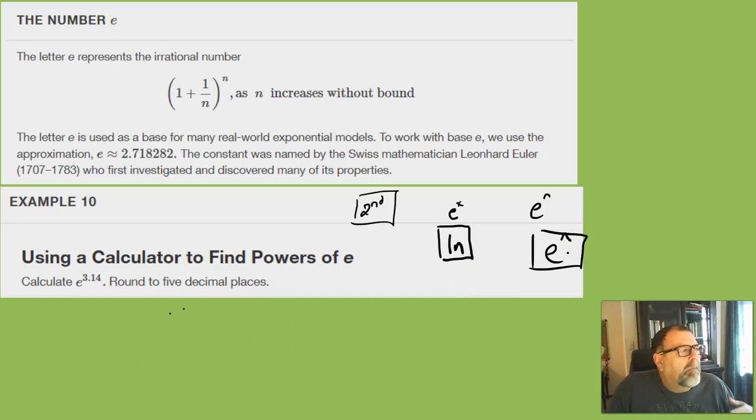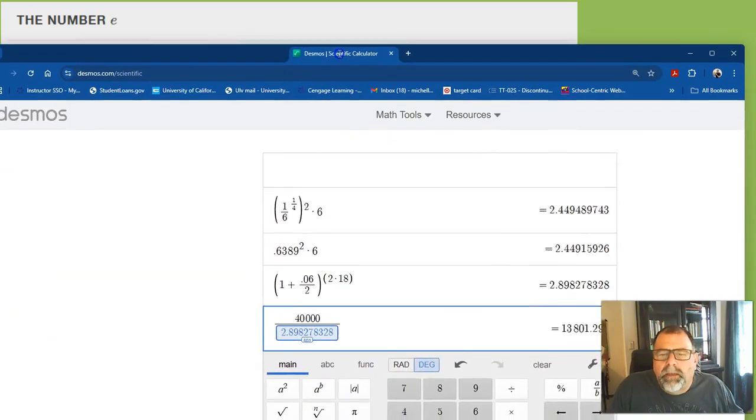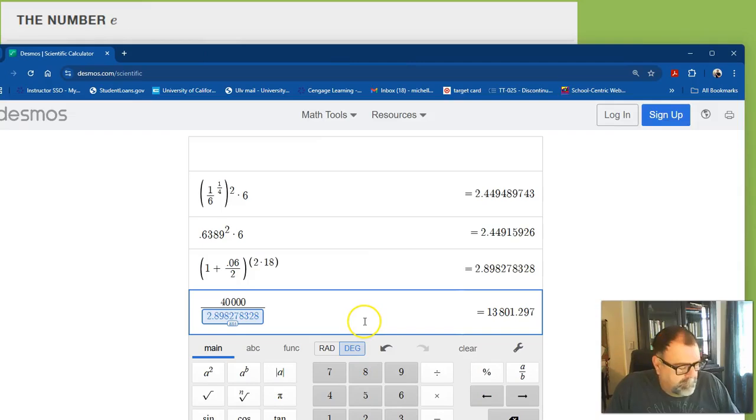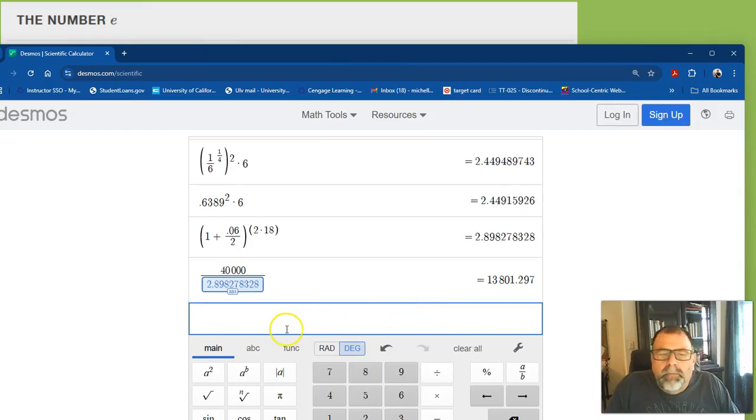Desmos is super easy because, again, you just type in E, and that's E, and then the power, and then you type in 3.14. Okay, you won't be able to use Desmos on your final, so make sure you learn how to use the E button, the LN button, and so on.